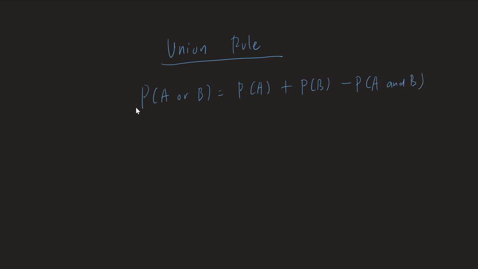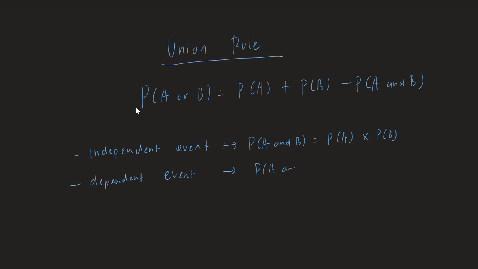Yes, that would be for the addition, but that's only if it's not mutually exclusive. Okay, the conditions are like this. Independent event means probability of A and B equals probability of A times probability of B. For a dependent event, probability of A and B is not equal to that.